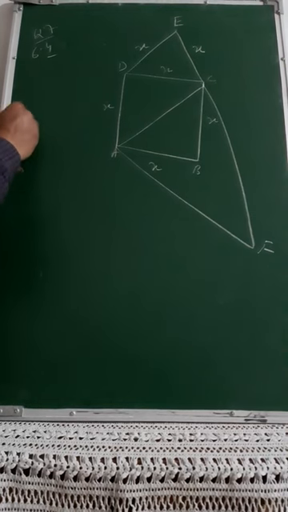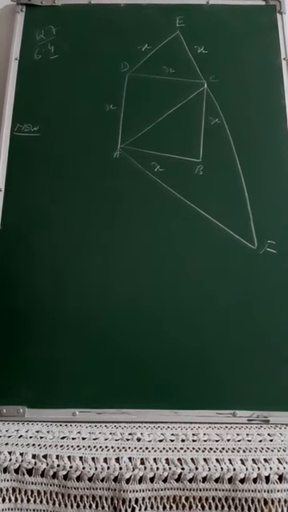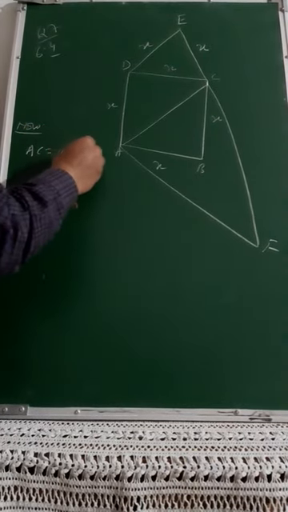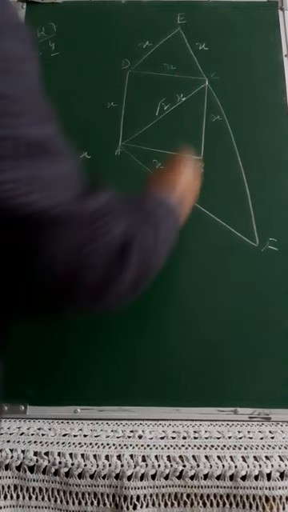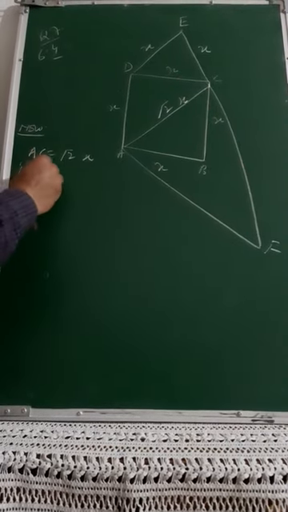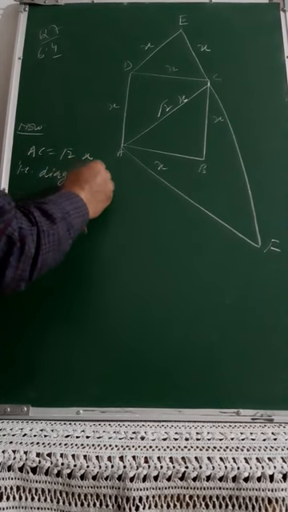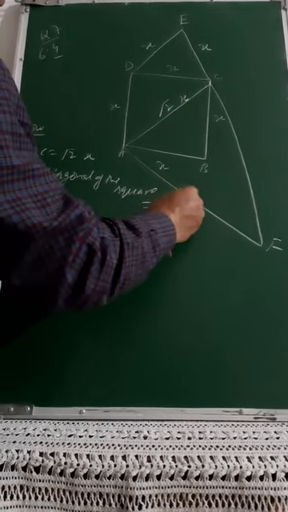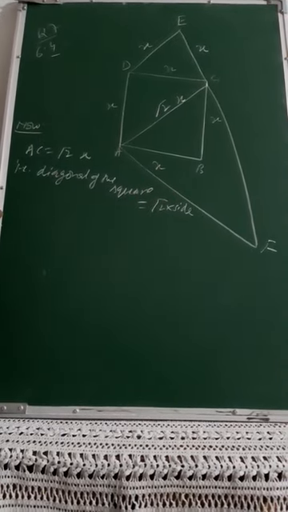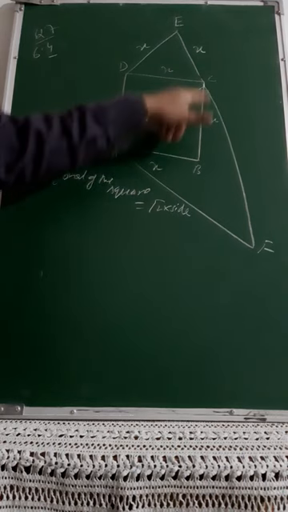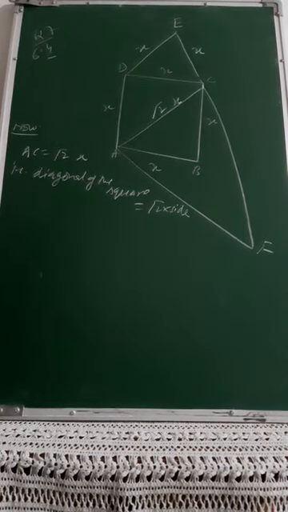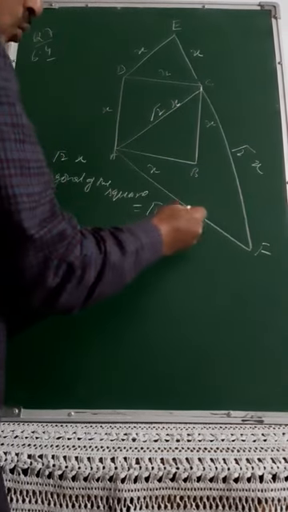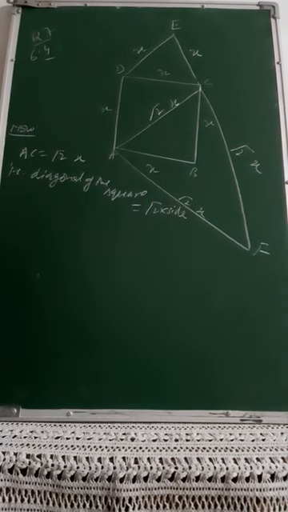So now, here AC is equal to under root 2 x. Am I clear to you? Remember always, the diagonal of the square is always equal to under root 2 into side. So side is X here, so the diagonal will be under root 2 x. As the triangles are equilateral, if this is under root 2 x, then this will also be under root 2 x and this side also will be under root 2 x.